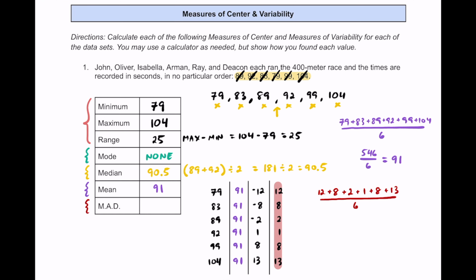Adding up each of these deviations, we're going to get a sum of 44 seconds, and that's going to be divided by 6 to find this average. Now, if we do that, we're going to get 7.3 repeating, so 7.3 repeating seconds, or we can say this is going to be 7 1/3 seconds away from the average. So on average here, each of these runners was 7 1/3 seconds, or 7.3 repeating seconds, away from the average.